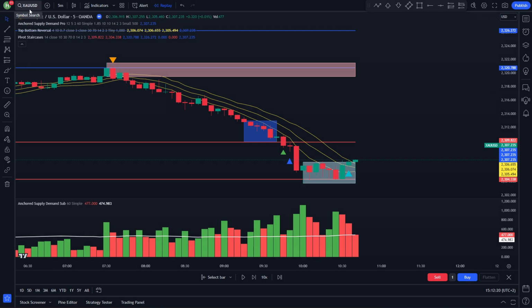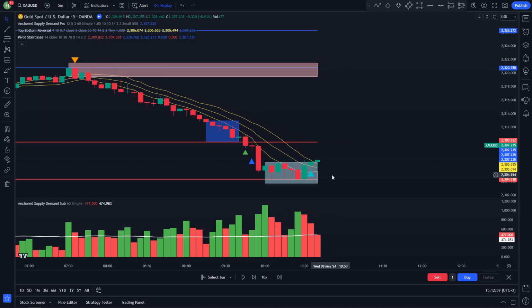For this example, I've selected XAU-USD, or spot gold against the US dollar, in the 5-minute time frame. From the chart, we can see a quick downtrend in the precious metal with candles closing outside the custom Bollinger Bands. Additionally, we receive a buy alert from both the top-bottom reversal indicator and pivot staircase, showing a potential stop in the downtrend and reversal in price. Lastly, we see price action rejecting away from the anchored demand zone, giving us our last bullish alert.